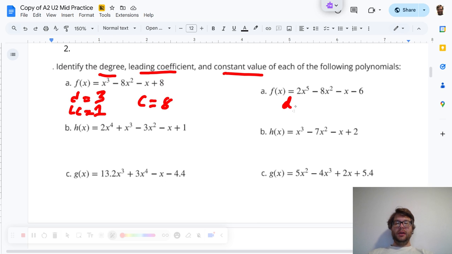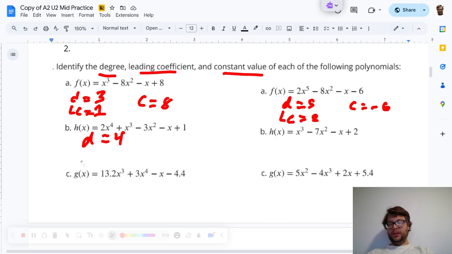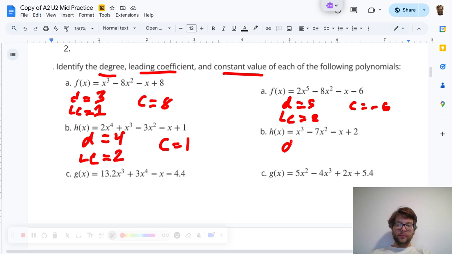On the second one here, the degree is 5. The leading coefficient is 2. The constant is -6 because it doesn't have an x on it. Really not too much exciting happening here, just making sure you know the vocabulary. Degree is 4. Leading coefficient is 2. Constant is 1. Degree is 3. Leading coefficient is 1. Constant is 2.